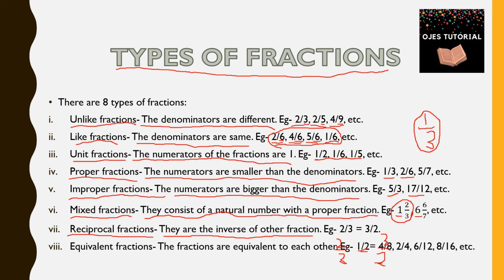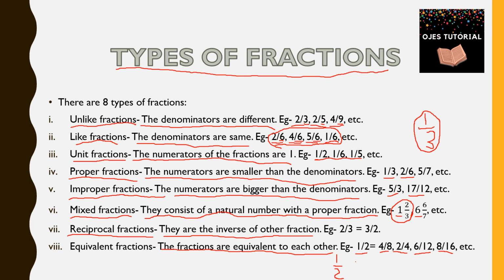Now let's see equivalent fractions. So what are equivalent fractions? Equivalent fractions means the fractions that are equivalent to each other, meaning they are equal to each other. The equivalent fractions of 1 upon 2 are 4 upon 8, 2 upon 4, 6 upon 12 and 8 upon 16. That means all these fractions, 4 upon 8, 2 upon 4, 6 upon 12 and 8 upon 16, are equal to 1 upon 2. Why are they equal? Because when we reduce them, we get 1 upon 2.